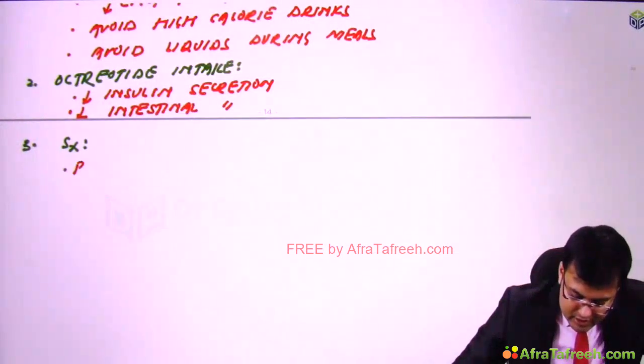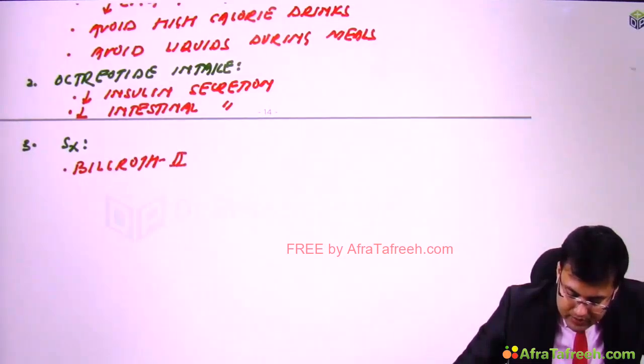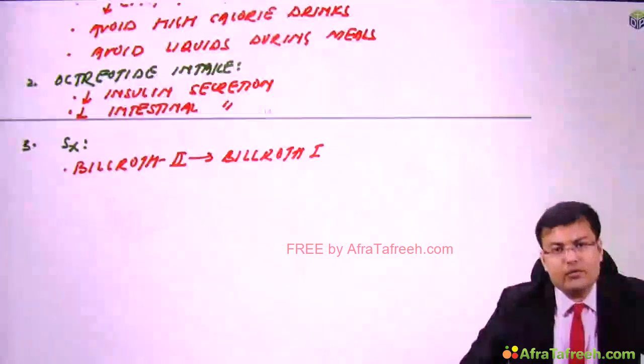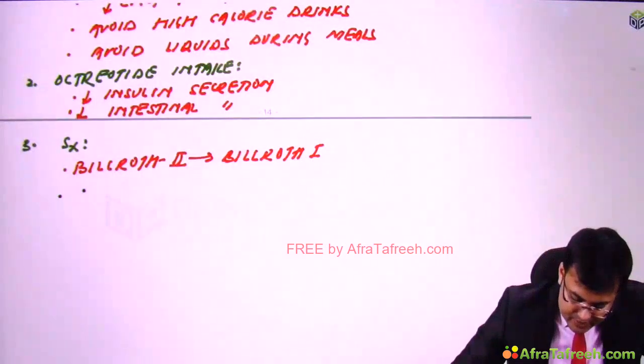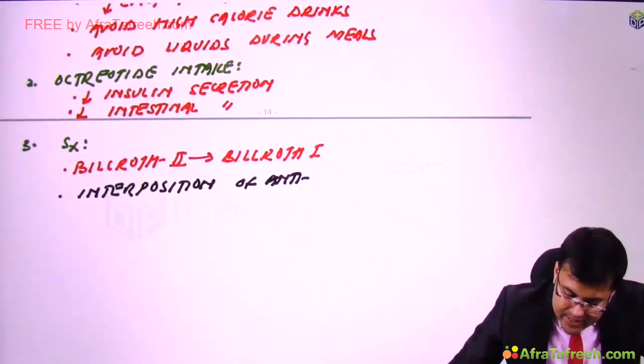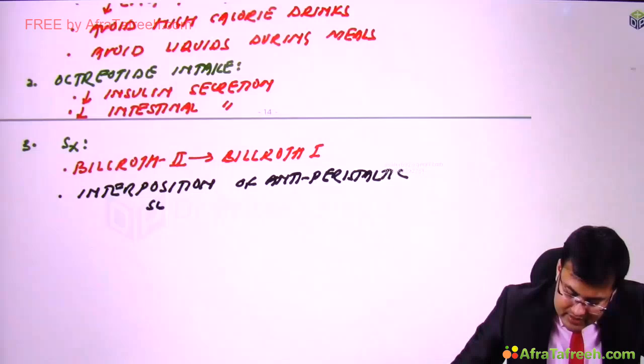We can convert Billroth 2 into Billroth 1. Or we can go for interposition of anti-peristaltic segment of jejunum.